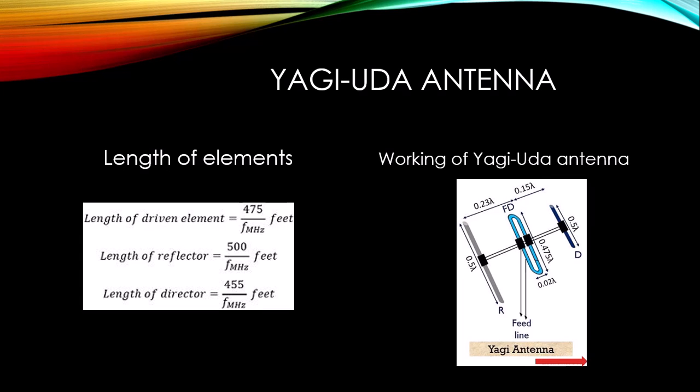So these directors add the field of the driven element in the direction away from it. So when multiple directors are placed in the arrangement, then each director will provide excitation to the next one. So here is the length, and here's how the Yagi-Uda antenna works.